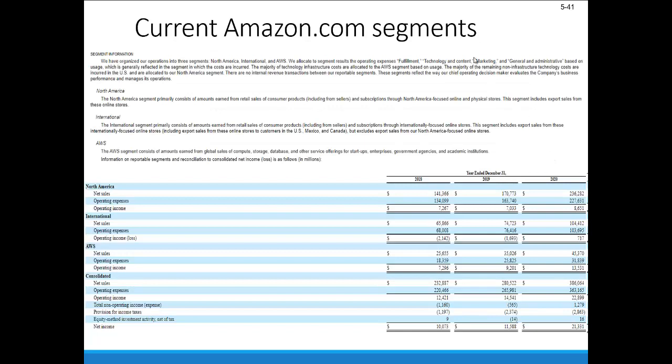So I took a quick look a while back at Amazon.com's current business segments, because I always thought they were organized in an interesting way. They break things out into just 3 segments. They have North America, which is basically North American retail sales, all the stuff that they sell on Amazon.com. Then they have International as a segment, and then Amazon Web Services.